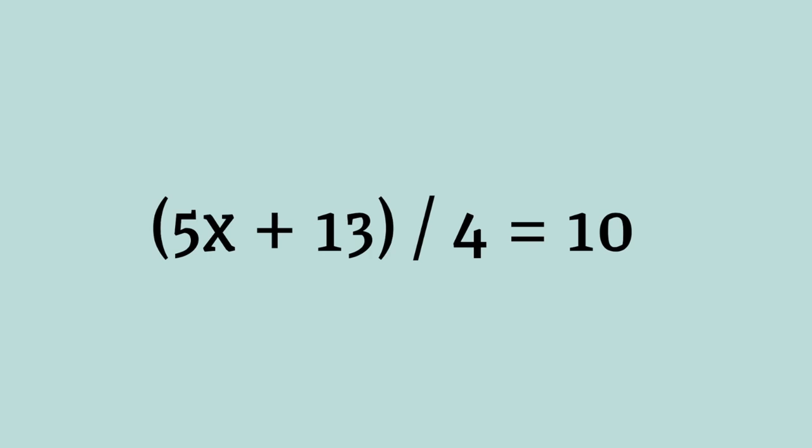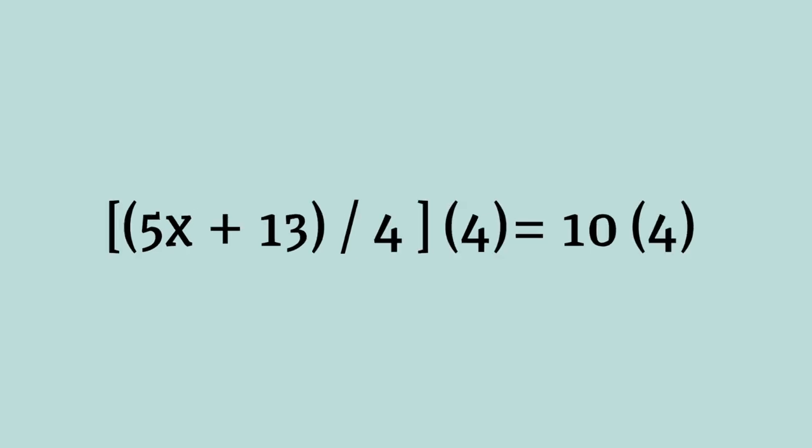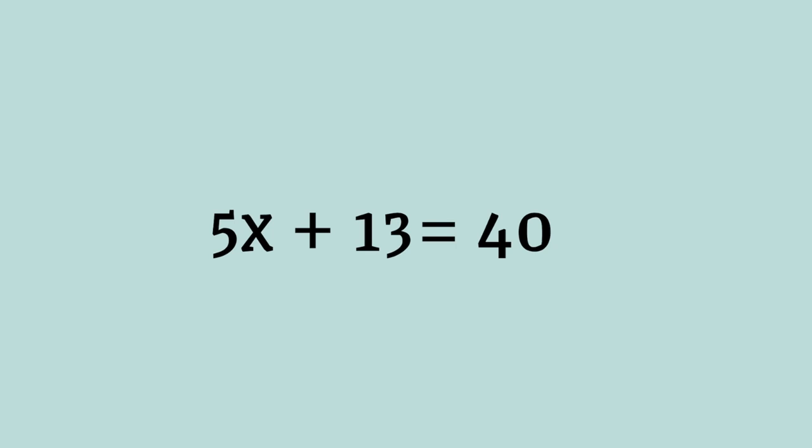Okay, here's the tricky thing with isolating x. You need to do the operations in reverse order, because you need to find what x was before you added all the extra steps. So if grouping is our first step, and division is our second step, to get rid of the steps, we have to get rid of step 2 first before we get rid of step 1. So, we multiply both sides by 4. Now we have 5x plus 13 is equal to 40.